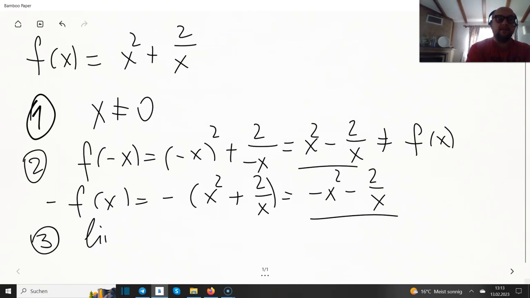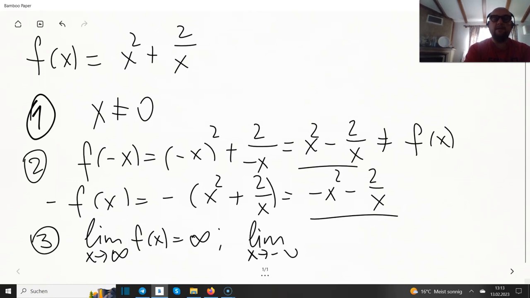What about limits? Well, if x runs towards infinity, you see the fraction is disappearing because if x is huge, it's not existing. But what about x squared? Well, it is very big, infinitely large, so it's plus infinity. What about limit x towards minus infinity? Once again, the fraction is disappearing. X squared makes it positive again.